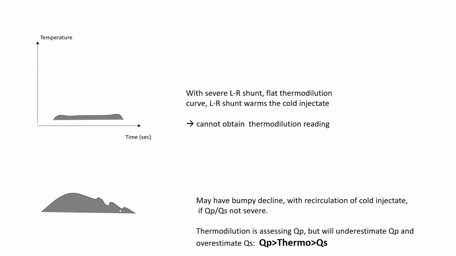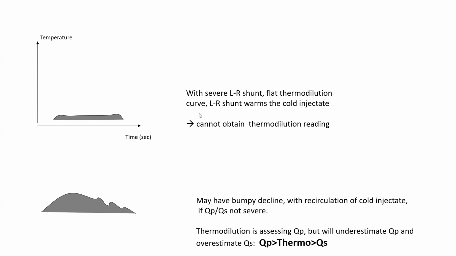So it's an underestimation of the true QP, and it's an overestimation of the true QS. It's somewhere between QP and QS. So it's inaccurate for either. Do not use it.